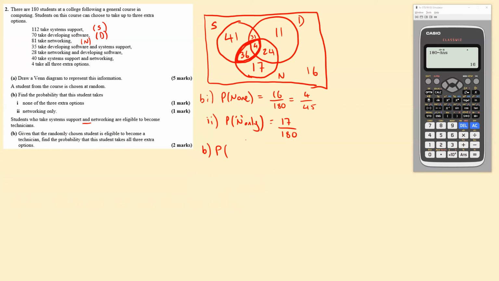So here, what we've got is technically we've got all three options, given, that's this line, that they take systems and networking. So the probability they take systems and networking, not probability, the number of them is 40. So this is out of 40. Now the number of people that take three options is only 4. So it's 4 out of 40. And that's that question done. Again, you can simplify that, 1 out of 10.